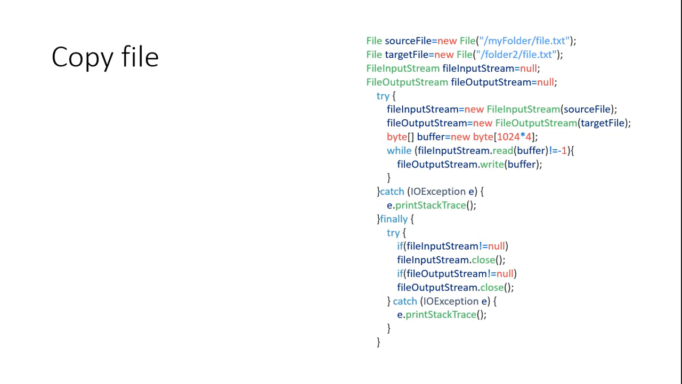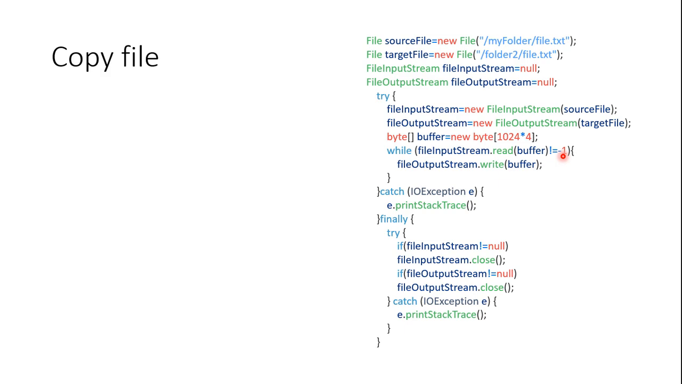Okay, let's copy a file to another location. To do this, we need to create an input stream from the file that we want to copy and an output stream for the destination file. For this purpose, we use FileInputStream and FileOutputStream. We read 4 kilobytes in every loop and write them to the destination file until FileInputStream.read returns -1. That means we reached the end of the file. That's all. We copy the file.